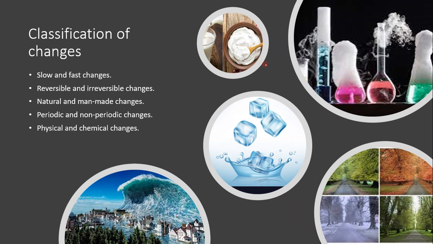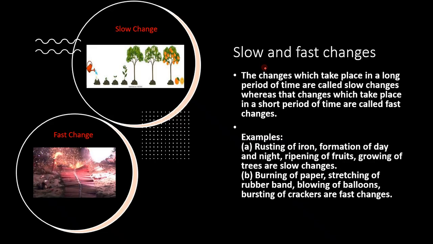Classification of changes: slow and fast changes, reversible and irreversible, natural and man-made changes, periodic and non-periodic changes, physical and chemical changes. Now, what is meant by slow and fast changes? The changes which take place in a long period of time are called slow changes, whereas the changes which take place in a short period of time are called fast changes.